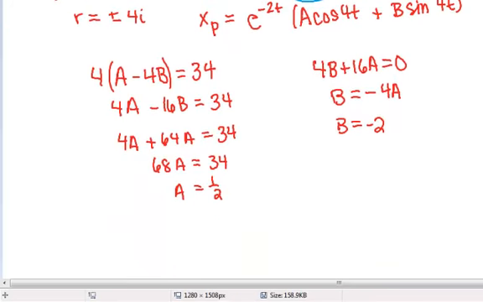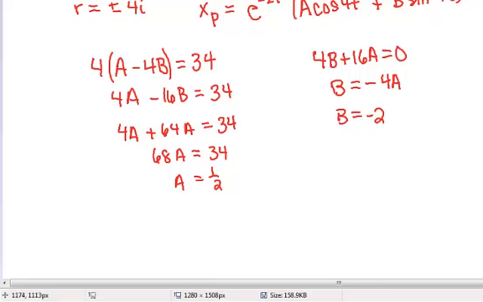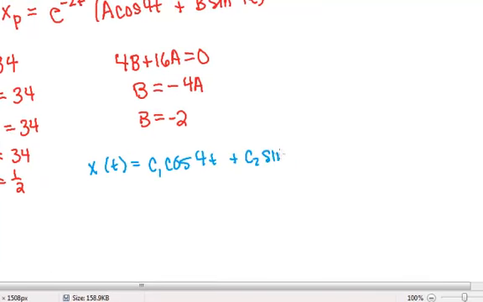Let's see, we would still have our C1 and C2. So x of t right now would be C1 cosine 4t plus C2 sine 4t plus e to the negative 2t times a was 1/2 cosine 4t minus 2 sine 4t.